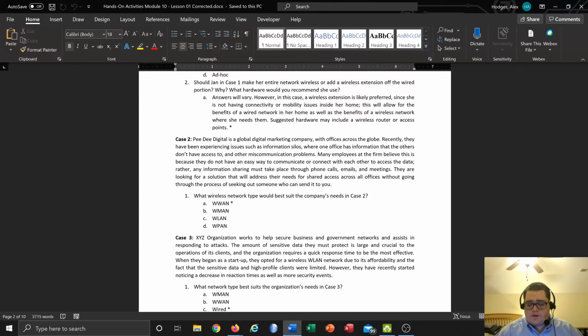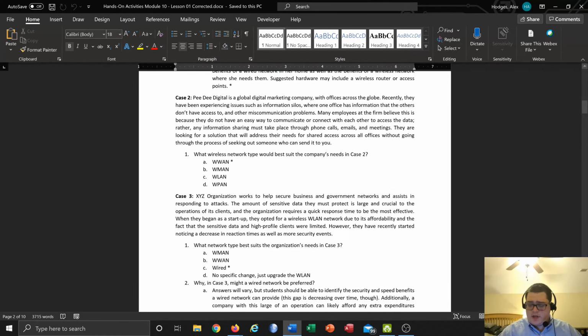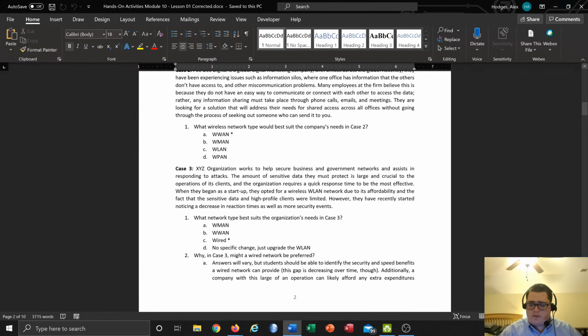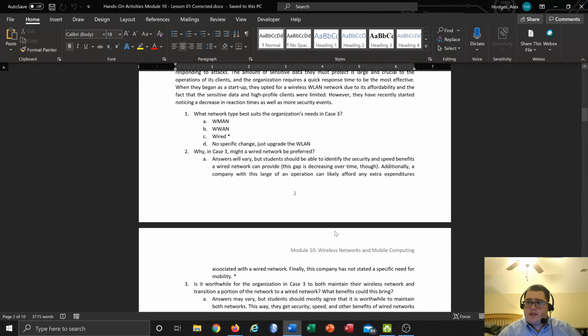What network type best suits the organization's needs? In this case, we chose a wired network, specifically because they said they need reliable, constant access, as well as the best speeds possible and security. So in this case, we chose a wired network. The next question asks, why would a wired network be preferred in this case? Again, because they need security and speed benefits. A wired network can provide better security and speed overall.